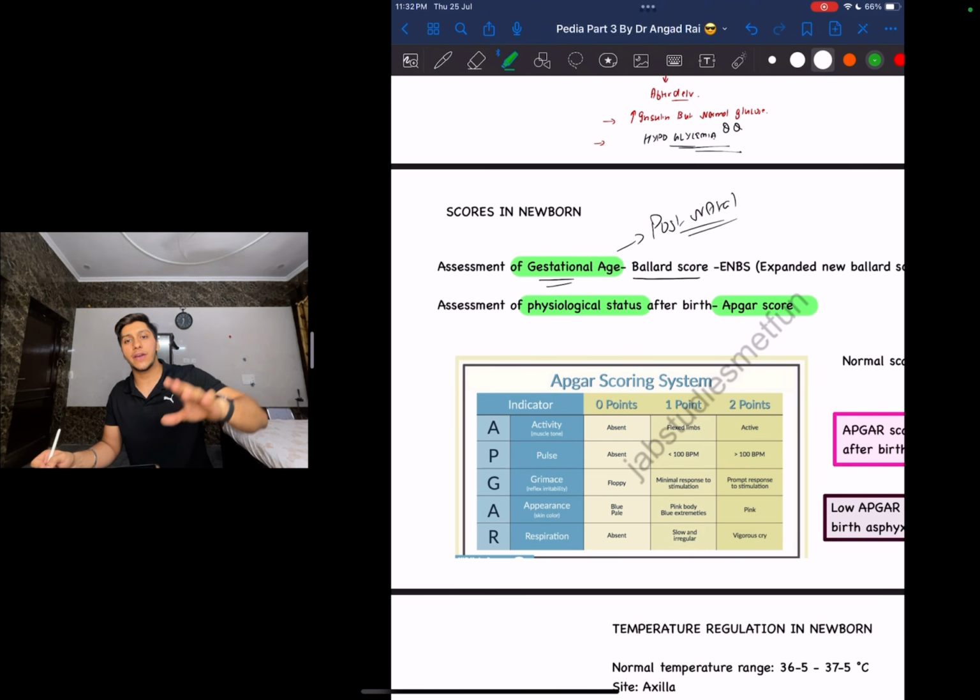See, in Ballard score they have another 6 factors, neuromuscular factors and all, you know, the heel to ear, the scarf sign and all, but that is not much important right now. I haven't seen many PYQs related to that, so we can just remember Ballard score and we're good to go. And the new one is Expanded New Ballard Score.